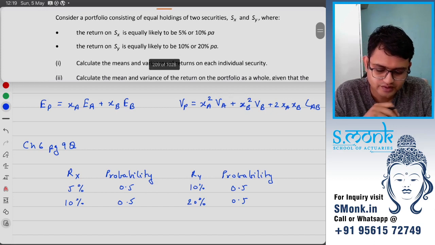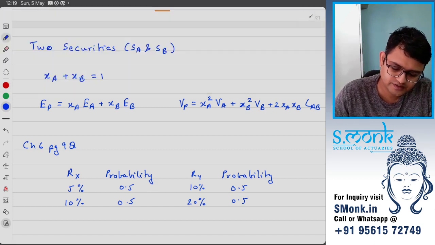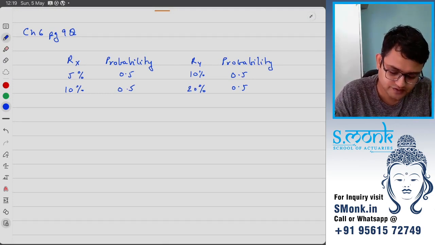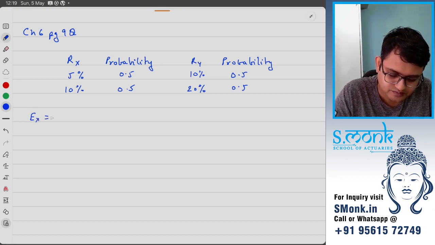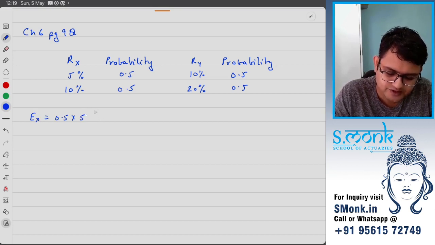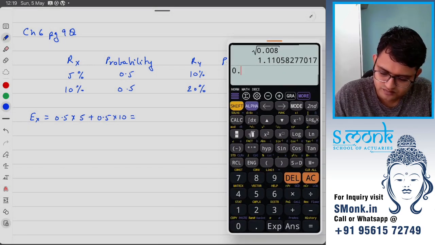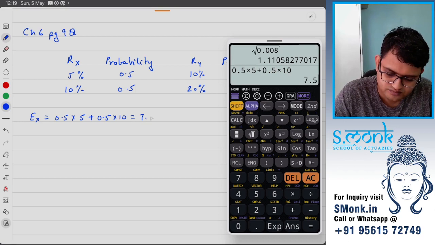So here quickly let's calculate the expected value and the variance for both of these. So E[X], we'll keep it in percentages because we want the final answer in percentages. So of course it's going to be 7.5%.